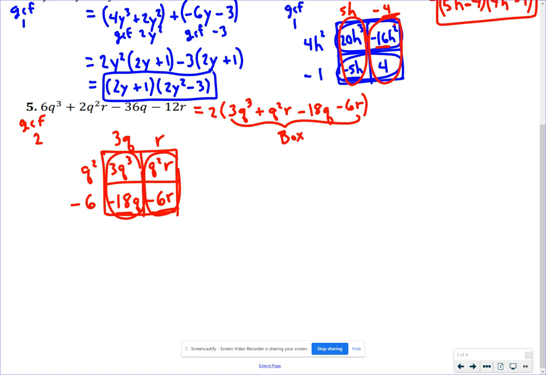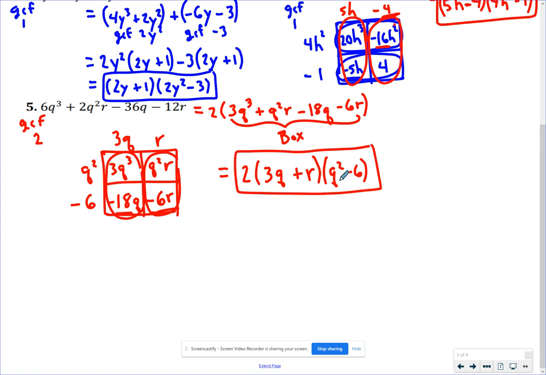So when we write out our final answer, be careful, you don't just do 3q plus r times q squared minus 6. I have to remember that I factored out a 2, and that 2 has to be part of my final answer. So I have 2 times 3q plus r times q squared minus 6, and that is the answer that I would type in if this were a computer question. And we're done.